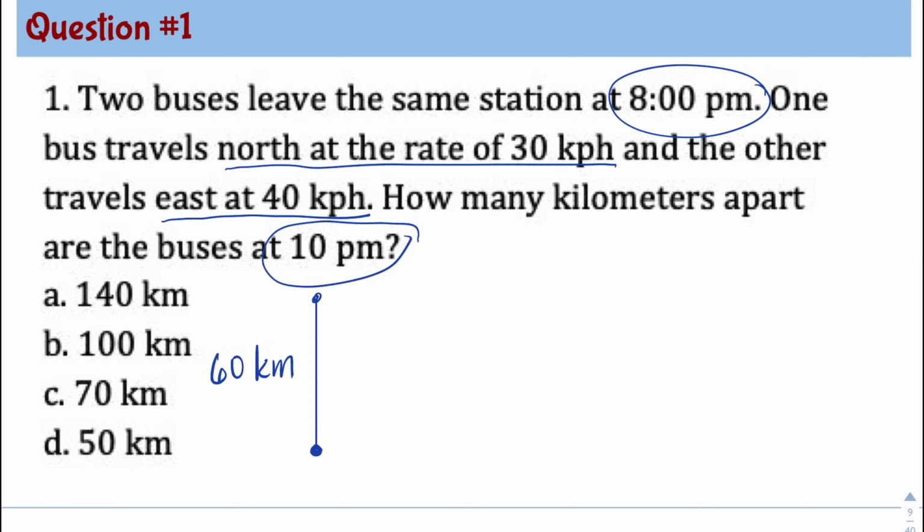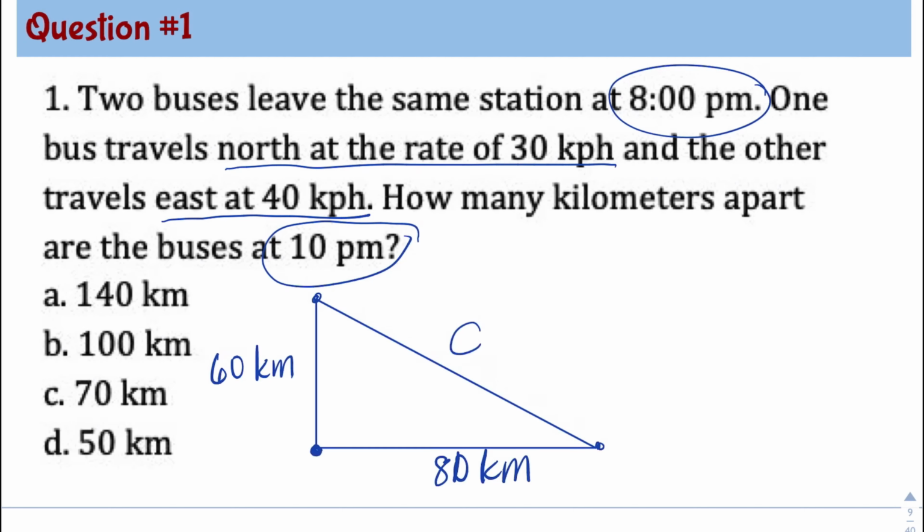Now, for bus number 2, the distance will be how many kilometers? It's traveling at 40 kilometers per hour. 80 kilometers, right? Because we need to multiply 40 times 2. So this is 80 kilometers. And the question is, how many kilometers apart are the buses at 10 p.m.? So this means we need to find this missing distance. And we will label this C.